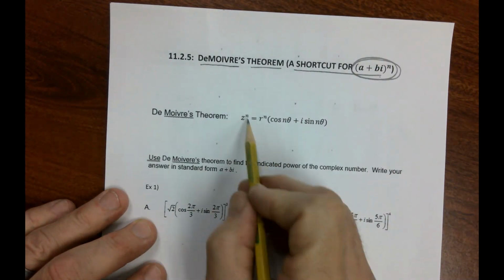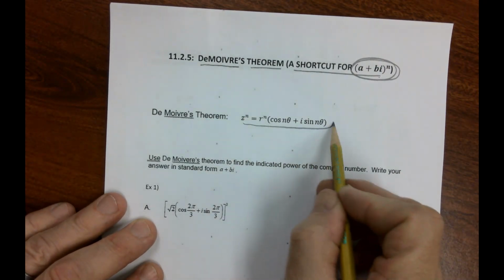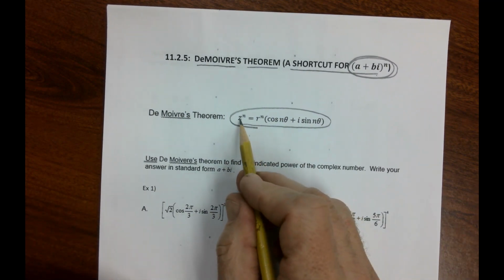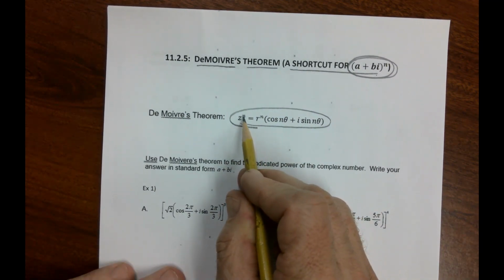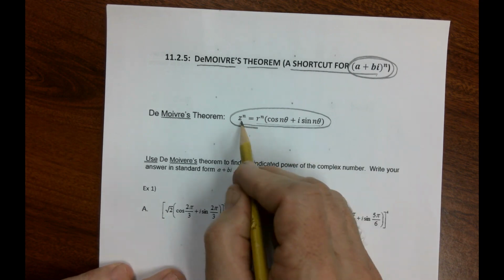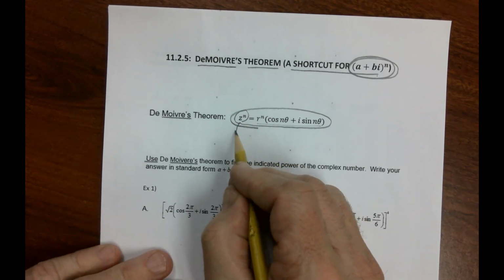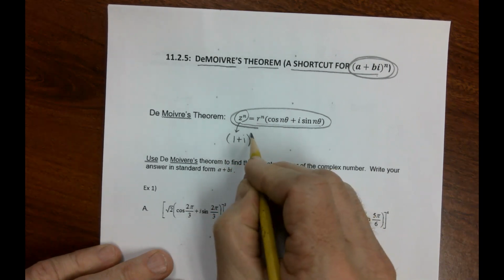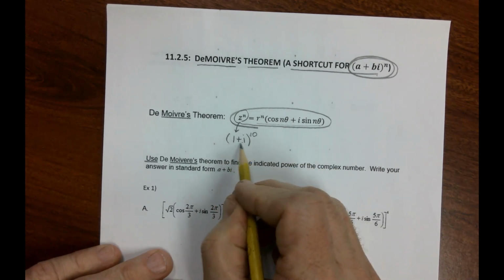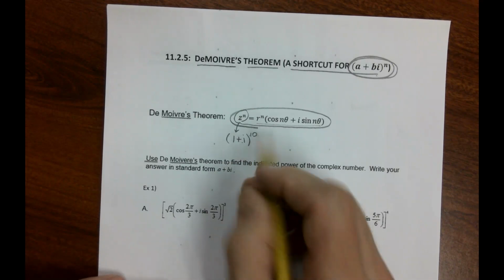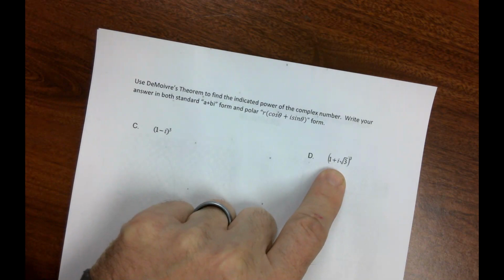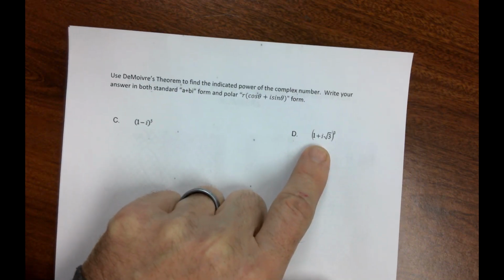And here it is. It's right here. In other words, z to the n power equals this. Now, most of the time, it's to help you with problems like this that are like 1 plus i to the 10th power. Now, you're going to see that I have a couple of them right here, and maybe I'll start with these.